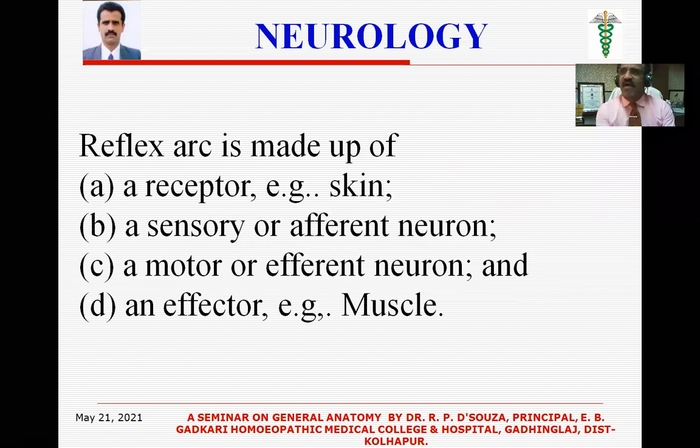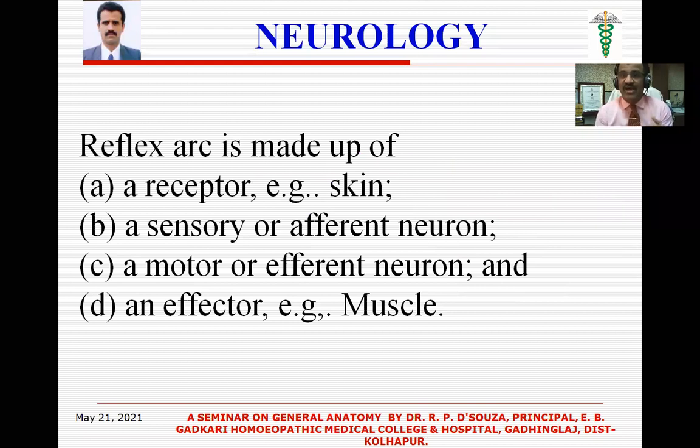What it is made up of, that we'll understand now. One, a receptor. That means wherever there are receptors in your body, for example, in the skin, there are receptors of pain, touch, temperature, hot, cold, pressure. So there are different receptors in the skin. So those receptors are required.